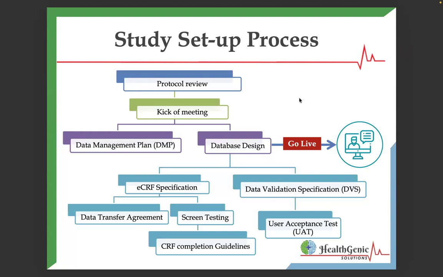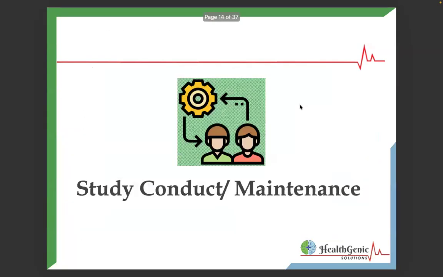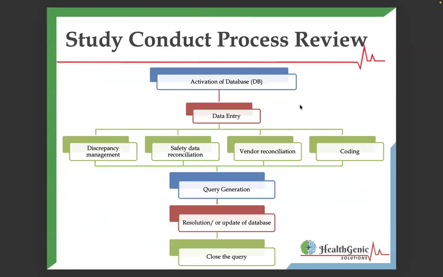That is the reason writing the specification is not very easy and takes a lot of time, because it is important and we must ensure we cover all the information. And then we have a data agreement, the screen testings and completion guidelines. Then you have acceptance testing, which I'll be explaining now. So now you take this process, the study conduct process review. The first one is the study startup. Now we are looking at the study conduct.